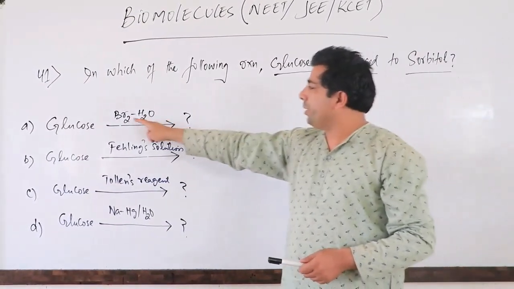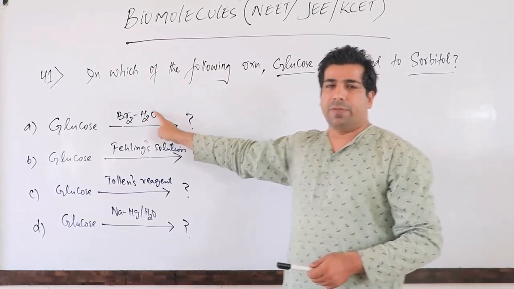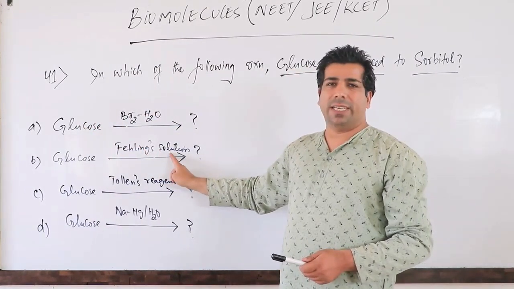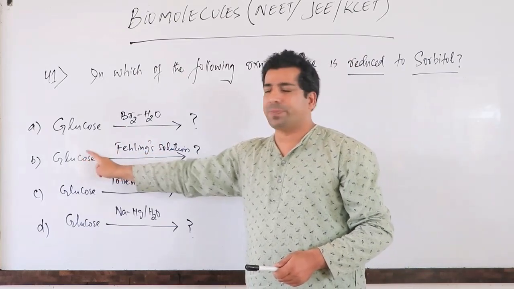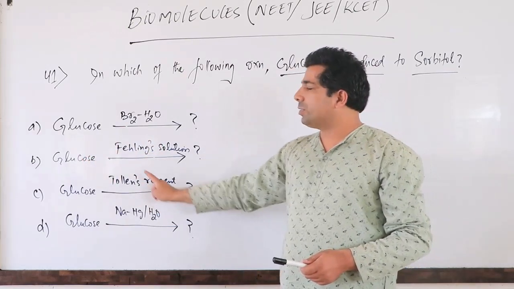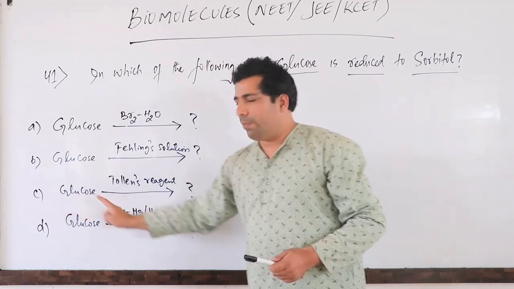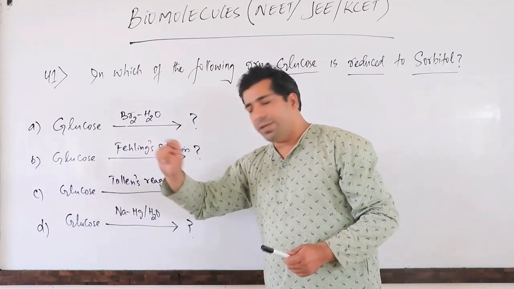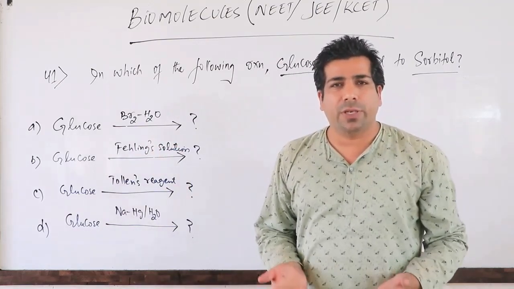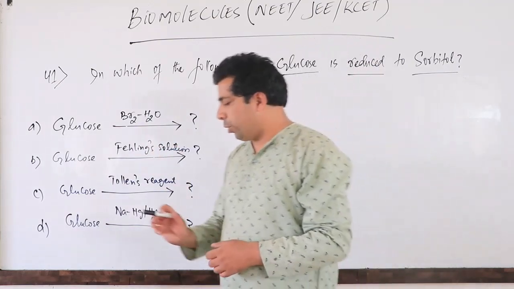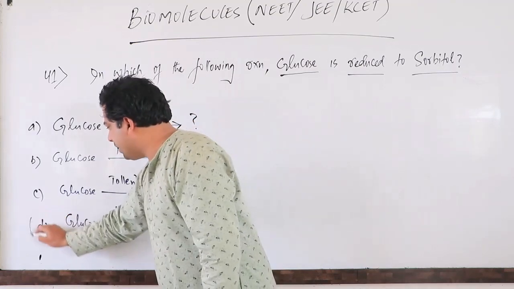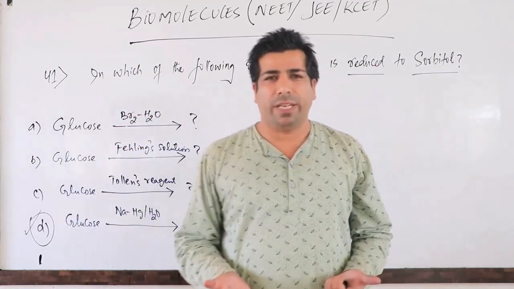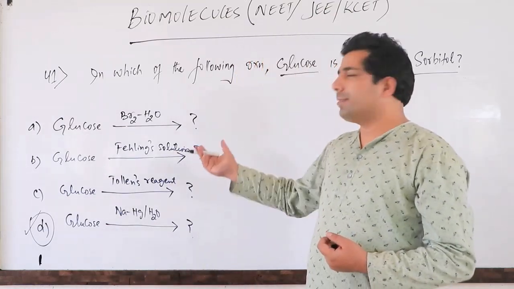This guy, bromine water, is an oxidizing agent. It will oxidize the glucose. Fehling solution is also an oxidizing agent. It will oxidize the glucose. Tollens reagent will also oxidize the glucose. But this sodium amalgam is basically the reducing agent. It will reduce the glucose. So our answer is D option. So my dear friends, directly you can write down that D option is the answer without solving it. Okay? Now let us solve it actually.